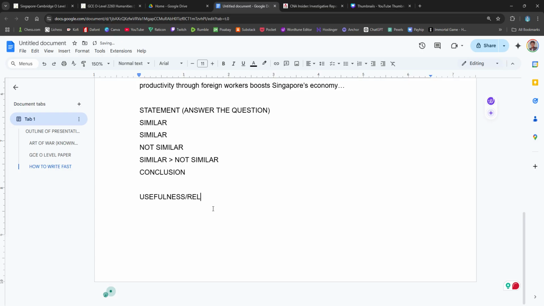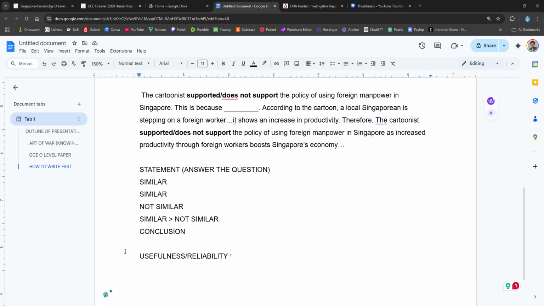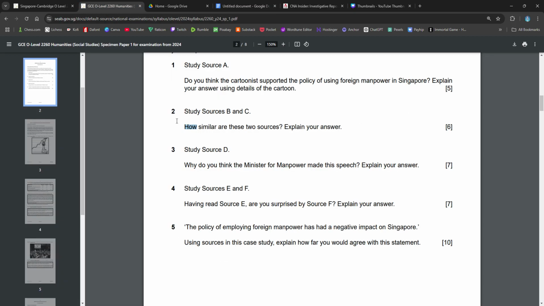The next type of question is called reliability. Same concept: how do you know if the source is reliable? You have to take a look at the person. Is it an institutionalized person from the institution, the government, or is it from the internet, a troll, a commenter? You have usefulness and you have reliability. Those are some of the types of questions. Whatever it is, whether it asks if it's useful or reliable, you have to follow the same writing format. You have a statement, you answer the question. If it's usefulness, you write useful, not useful, and you outweigh this against that.